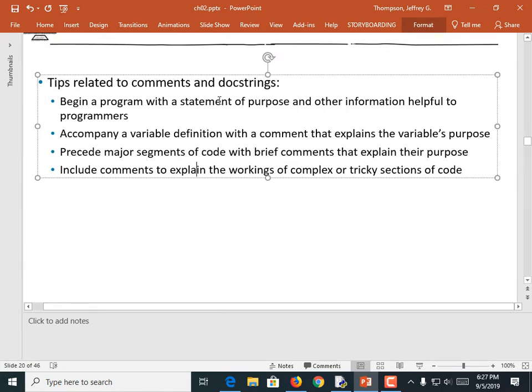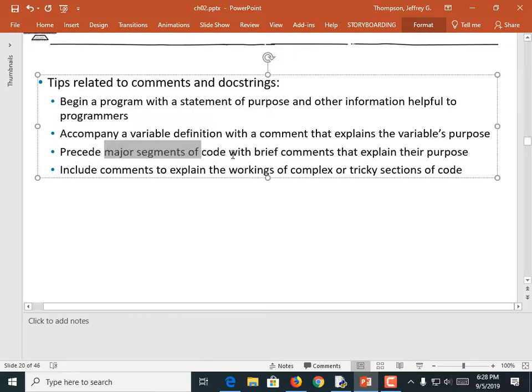And other information helpful to programmers. This program uses the turtle library to draw a flower. Right? Something like that. Accompany every variable definition with a comment that explains the variable's purpose. So like if I have weight equals input, I might put a comment in there explaining that I mean the patient weight as measured in kilograms or something like that.